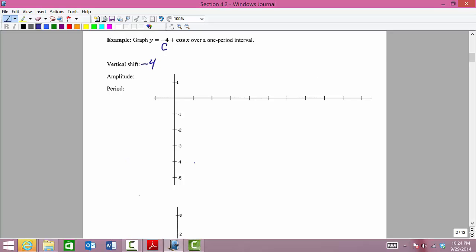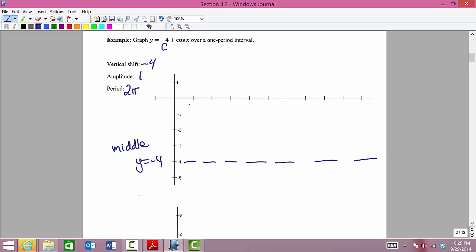That means that the middle of our graph will be at -4. So y equals -4 is the new middle. The amplitude is the number multiplied times the front of cosine, and that's 1. And the period is still 2 pi. We have not changed the input of the function.